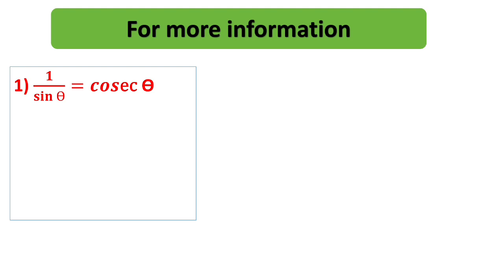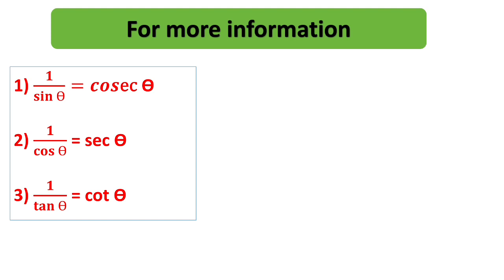Children, in 9th standard we are going to study only 3 ratios of trigonometry, but there are a total of 6 ratios. The other ratios we will learn in the 10th standard. But for more information: 1 upon sin theta equals cosec theta, 1 upon cos theta equals sec theta, 1 upon tan theta equals cot theta. It means sin theta is the reciprocal of cosec theta, cos theta is the reciprocal of sec theta, and tan theta is the reciprocal of cot theta.